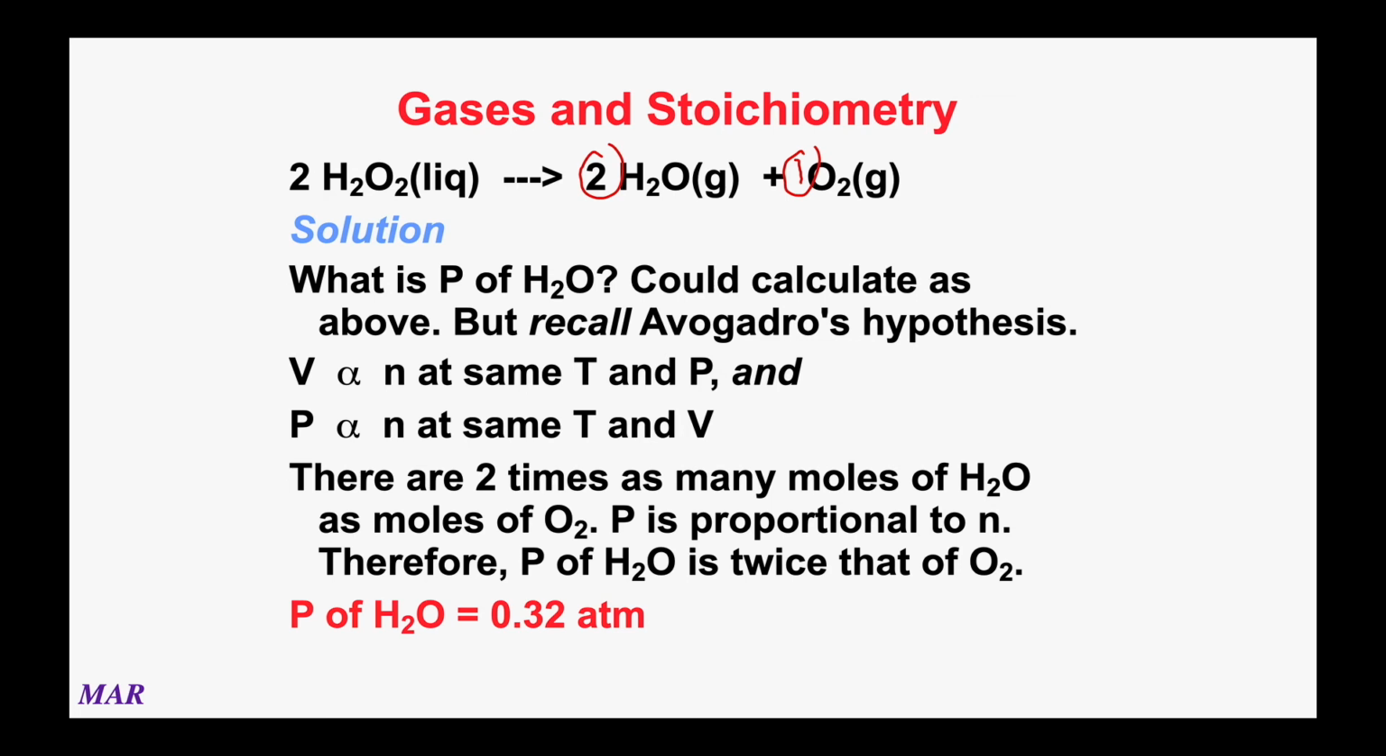Also notice that the total pressure of the flask would be 0.32 atmospheres plus 0.16 atmospheres. So you would have 0.48 atmospheres total. And we'll talk about that here in a little bit.